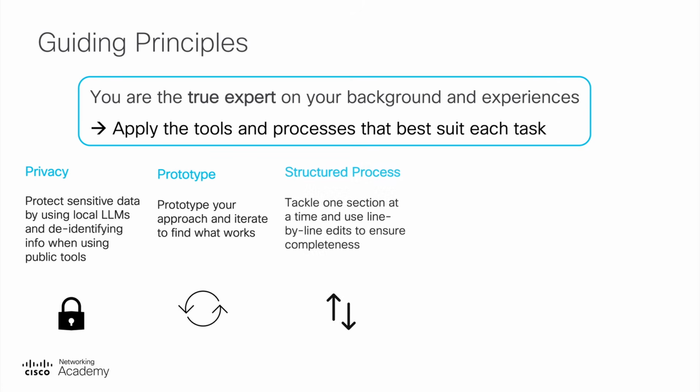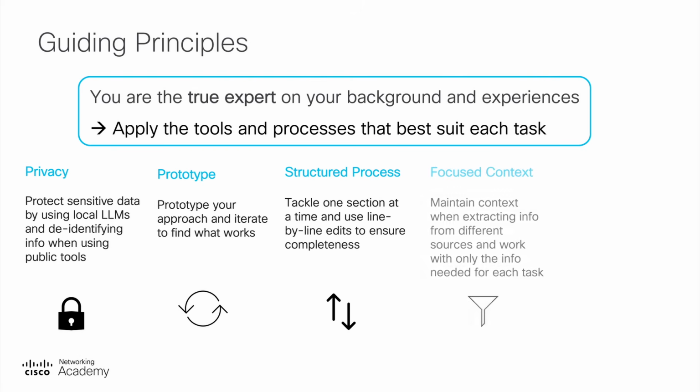You will use a structured process for implementing your task by processing one section at a time. Once you've prototyped the entire process on one section of your resume, you can apply that process to the next section. You will also go line by line for edits when you need to ensure completeness.